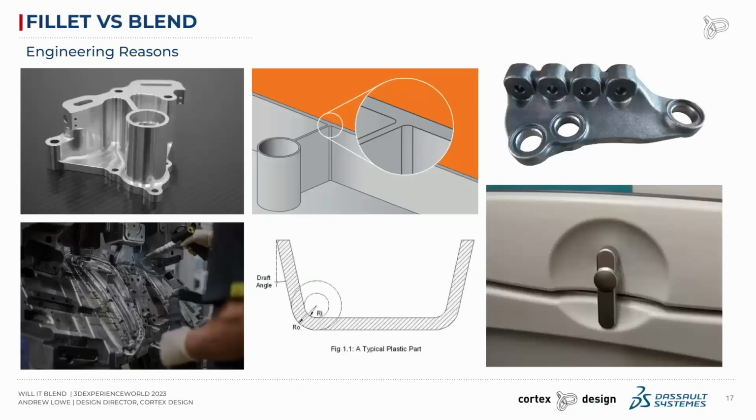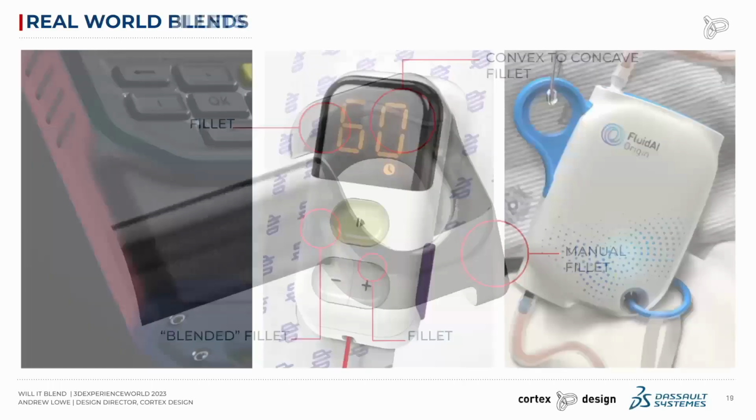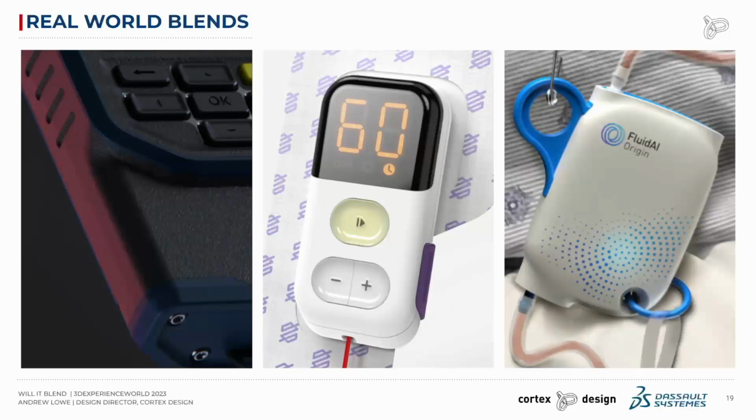Just a couple quick screenshots of why we might want to add fillets in our more engineered parts rather than our more aesthetic, sculpted, industrial design type parts. We'll be looking briefly at some examples from this part here, but also some other examples of fillets in the real world and some of the transitions. We won't be getting into all of them, and also looking at some blends in the real world.